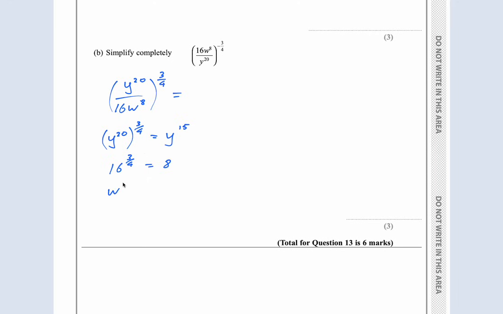And then finally, 8 to the power of 3/4. You have to do everything to the power of 3/4. This is just the same as this one. We multiply the powers. So 8 times 3/4 is 6. So this is w to the power of 6. So this answer is, the numerator is y to the 15, and the denominator is 8w to the power of 6. And you can put that there.